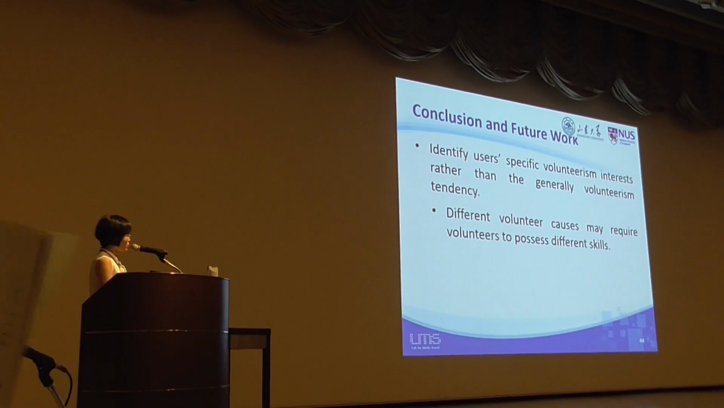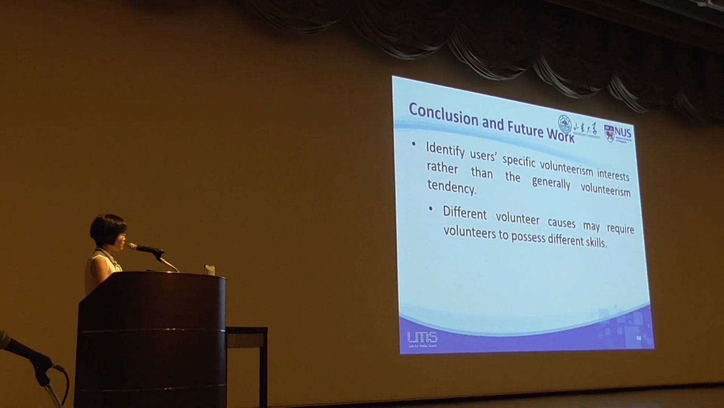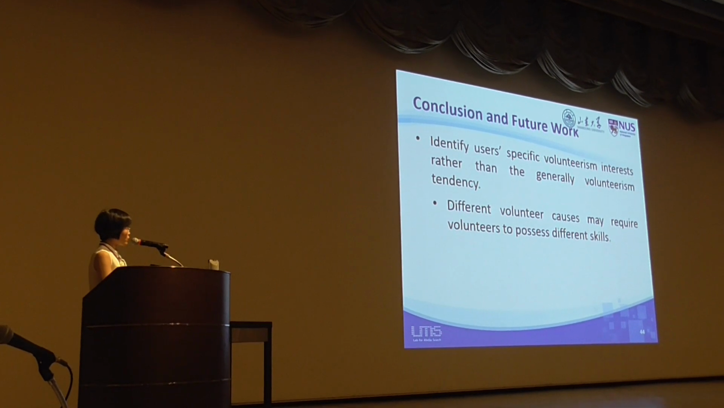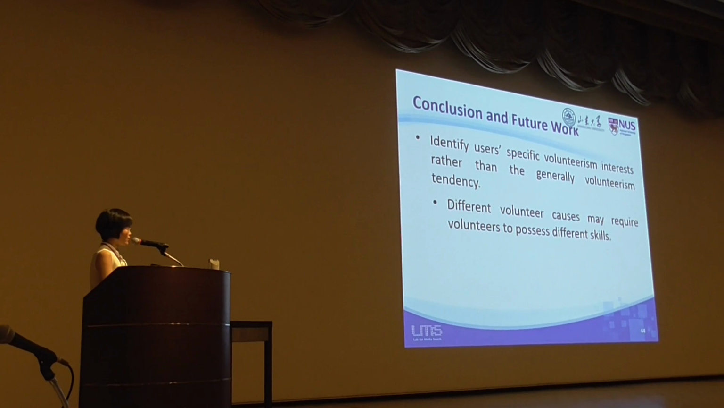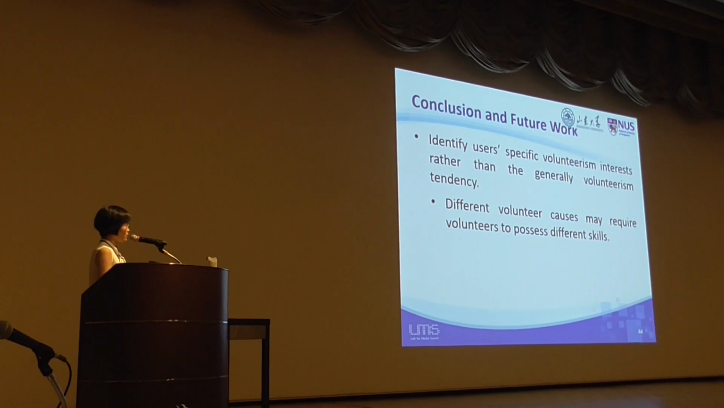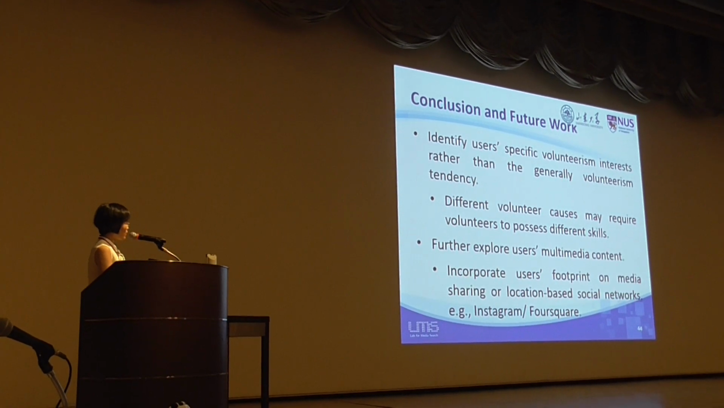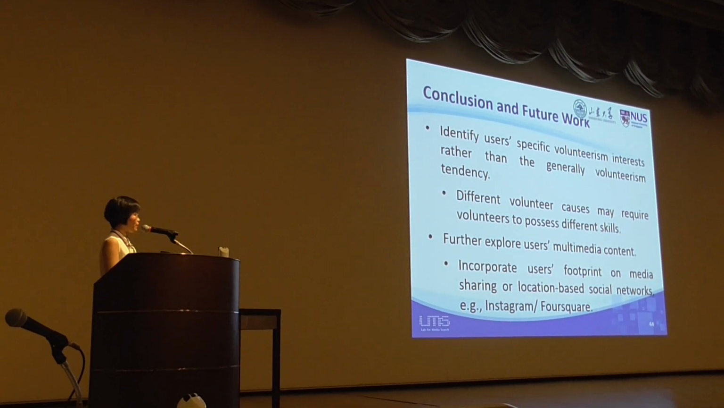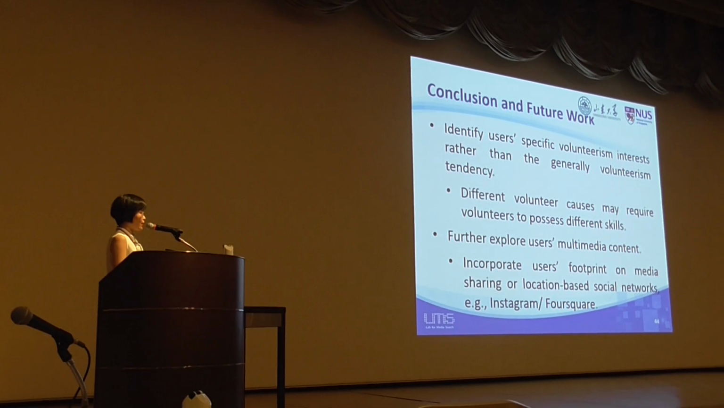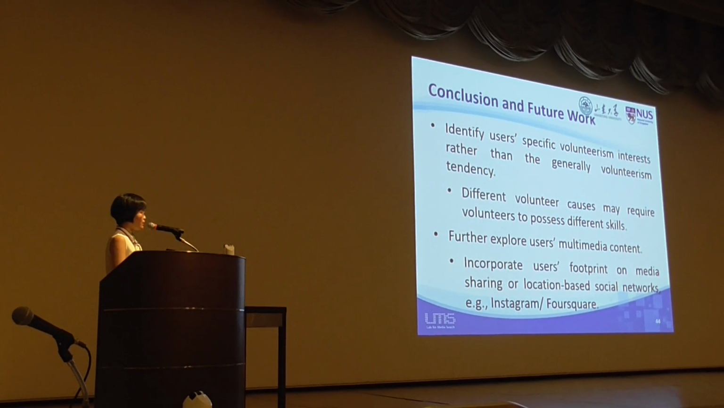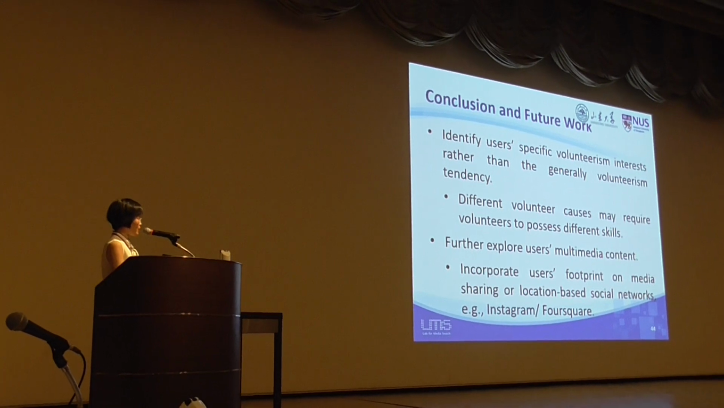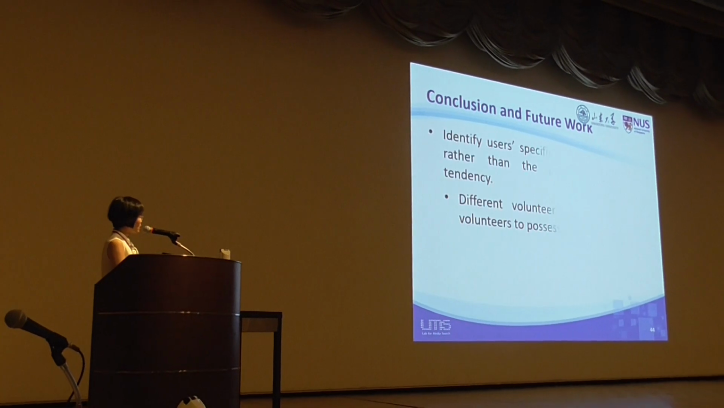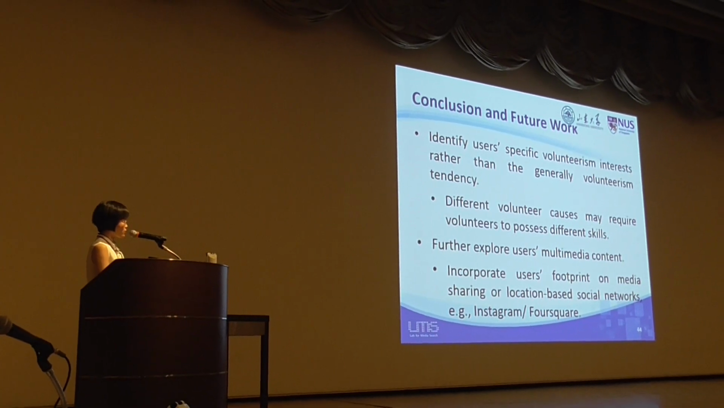As for the future work, currently we just predict users' general volunteerism tendency. In the future, we want to identify more specific interests for their volunteerism. And the next one is, currently we only select Twitter, Facebook, and LinkedIn, and we only use the text data but overlook the multimedia contents. So in the future, we plan to incorporate more social media sites, such as Instagram and Foursquare.